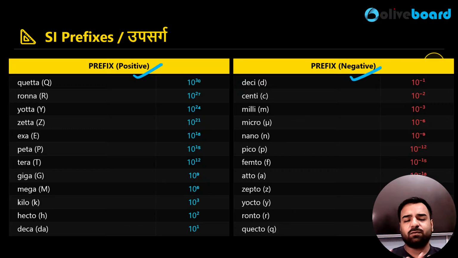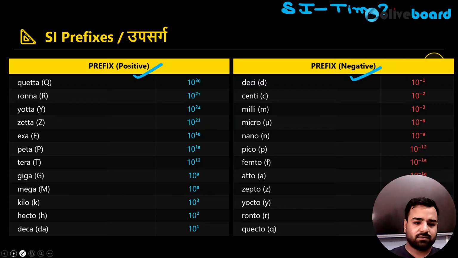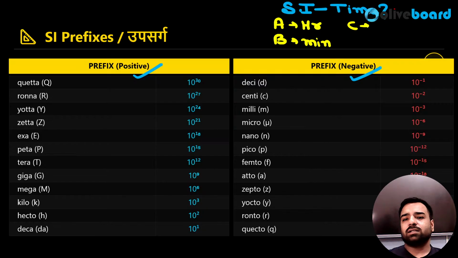But before moving forward, I just want to ask you one important question. Guys, please tell me, what is the SI unit of time? What is the SI unit of time? I'm giving you four options. The first one is hour, the second one is minute, the third one is second, and the fourth one is all of the above.